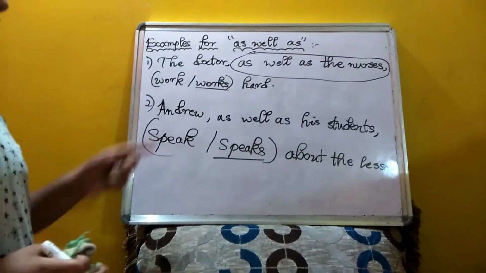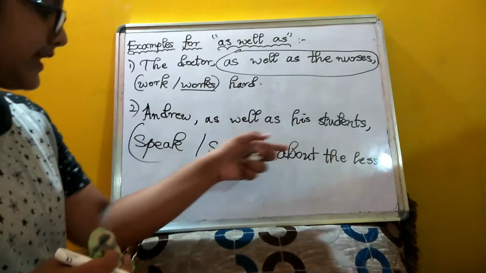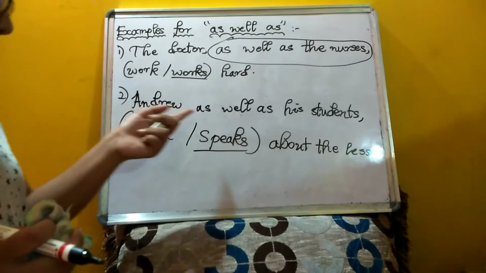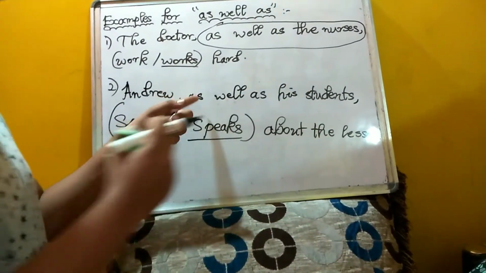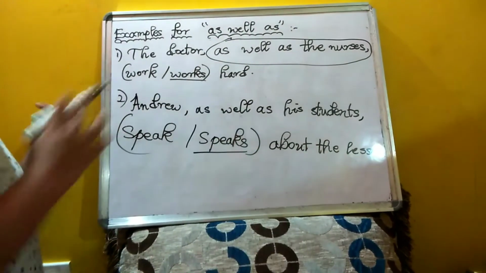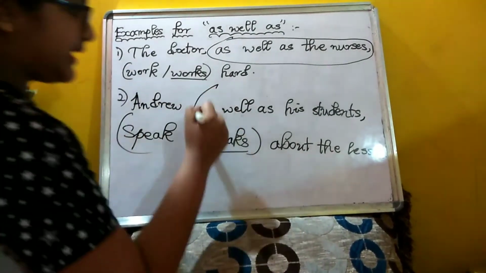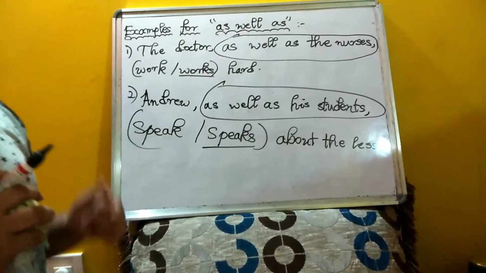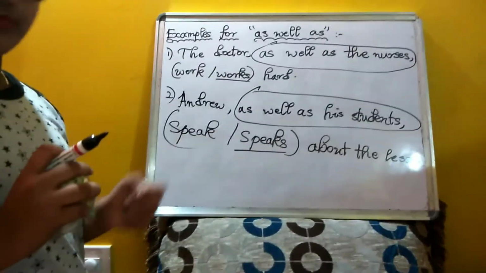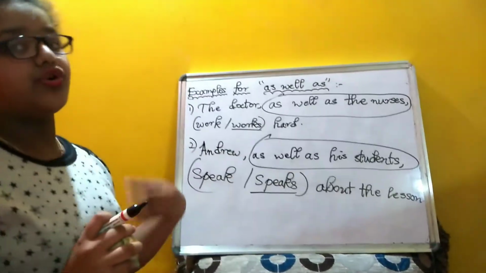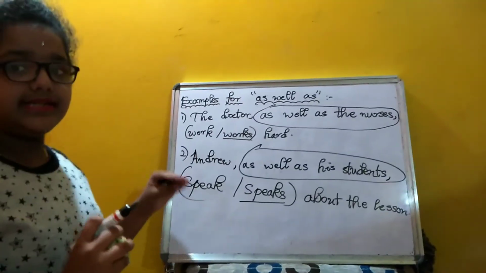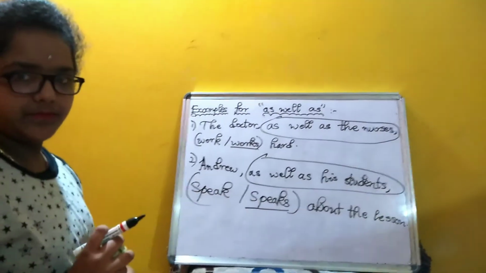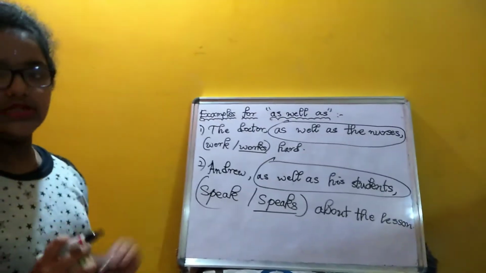Coming to the next one: Andrew as well as his students dash about the lesson, speak or speaks. Here as well as his students is between two commas and starts with the phrase as well as. So let's keep this phrase aside. Andrew speaks about the lesson. Why did I add s to the verb? Because Andrew is third person and singular. Therefore, I have added s to the verb. So these are perfect examples for as well as.